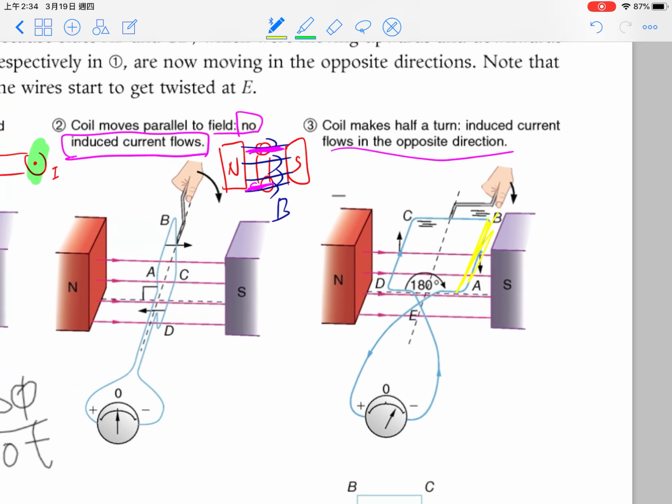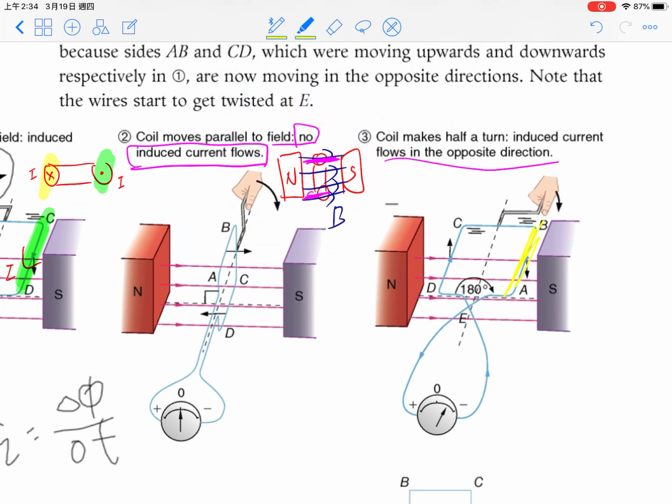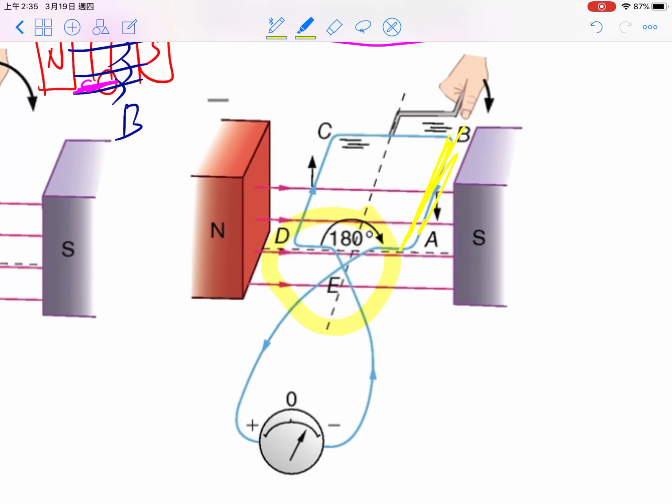But this is not a successful generator. Do you know why? Because we found a problem here at point E. That is, the wire would get twisted. So we have to solve this problem in order to produce a generator.